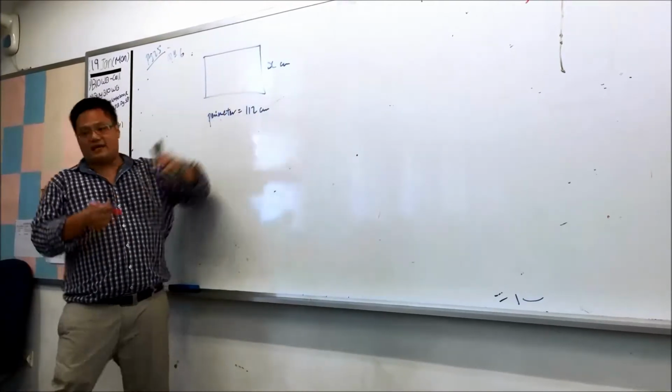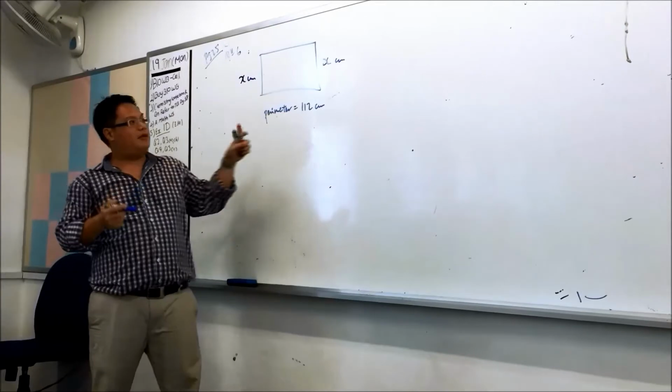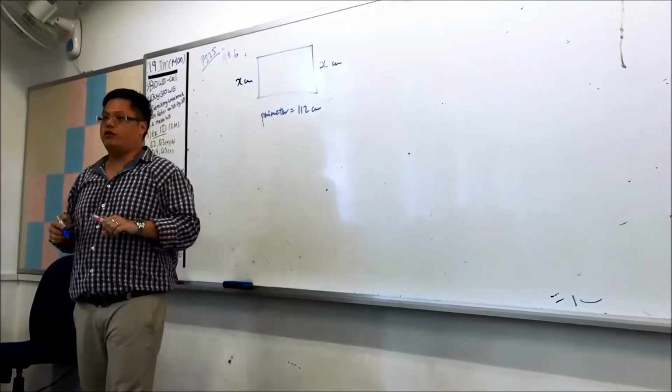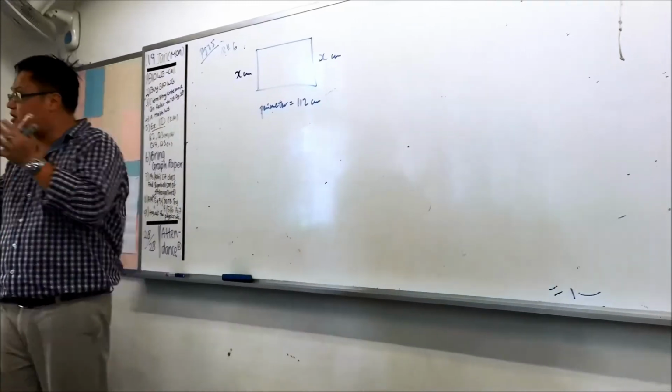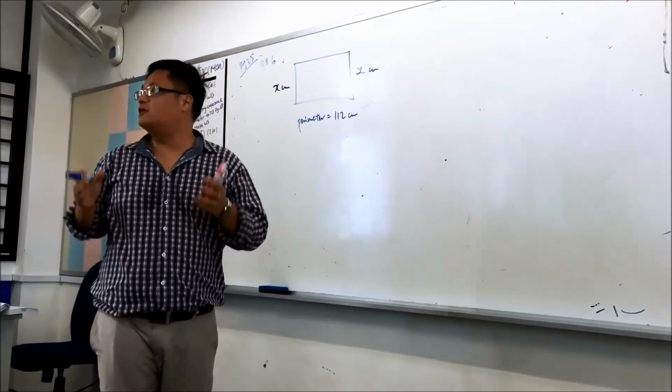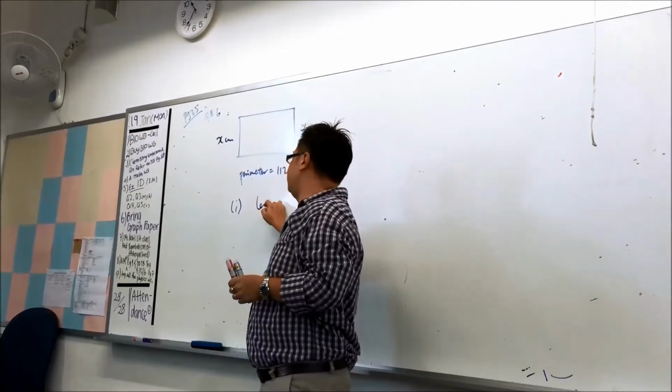The width is x, so I know this is x. Am I right? So the perimeter is 112 cm. The question says, can you construct and write down an expression for the length. What do you do? The length will be equal to what?